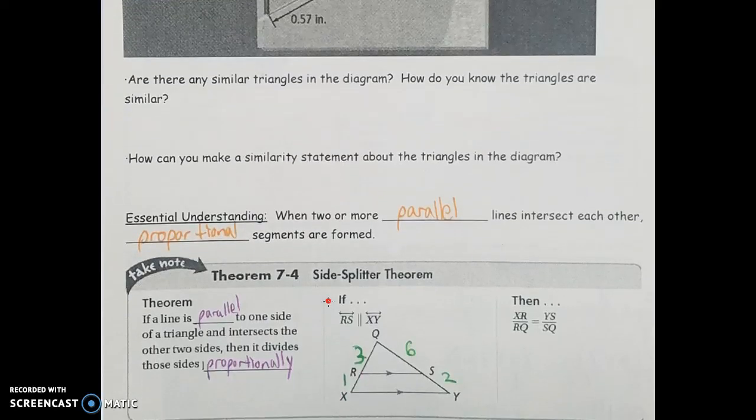But in this theorem that we call the Side-Splitter Theorem, if a line is parallel to one side of a triangle and intersects the other two sides, it divides those sides proportionally. So not quite a midsegment, doesn't have to go through the midpoints of the two sides.